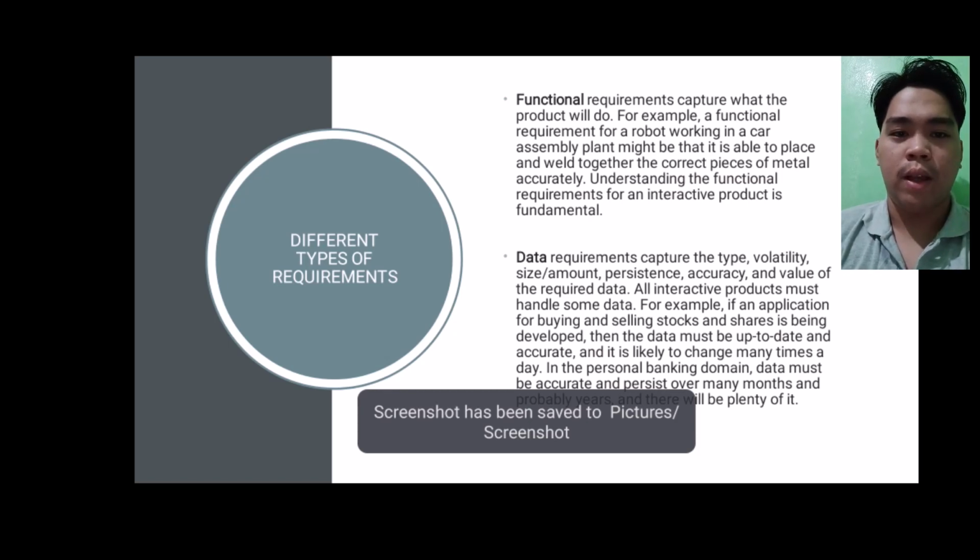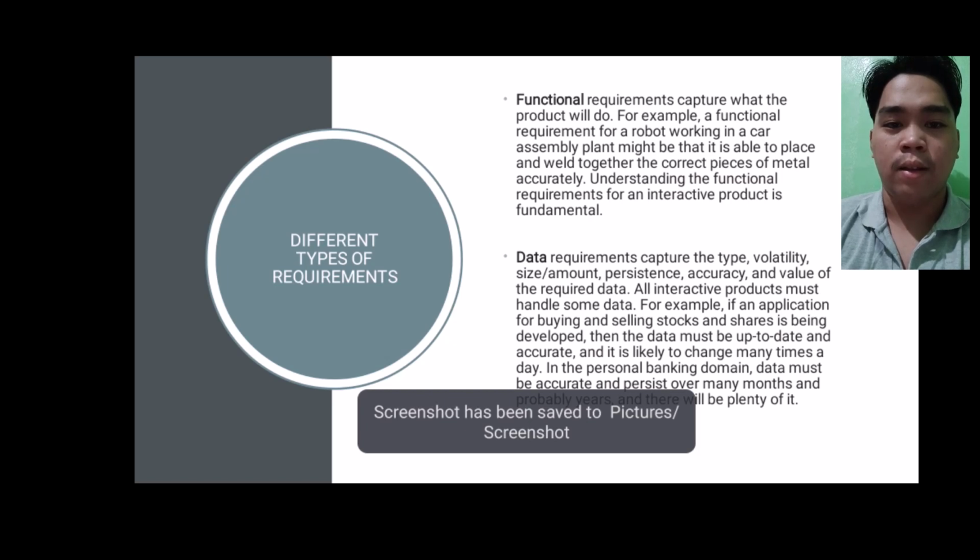Number 2, data. Data requirements capture the type, volatility, size or amount, persistence, accuracy, and value of the required data. All interactive products must handle some data. For example, if an application for buying and selling stocks and shares is being developed, then the data must be up to date and accurate, and it is likely to change many times a day.